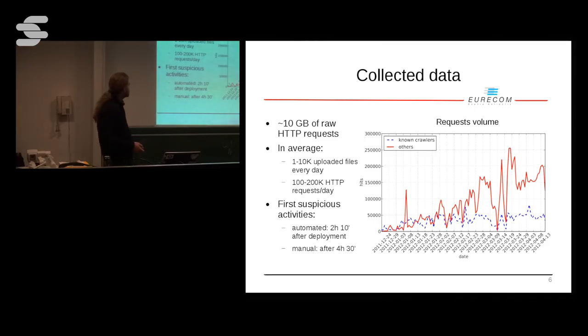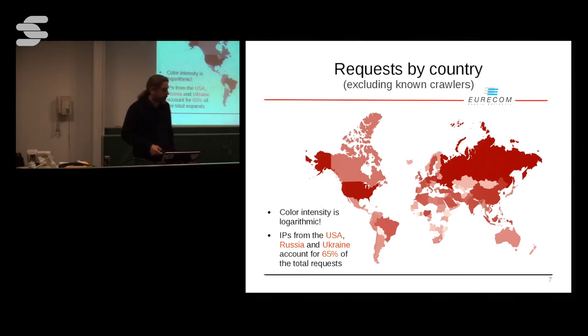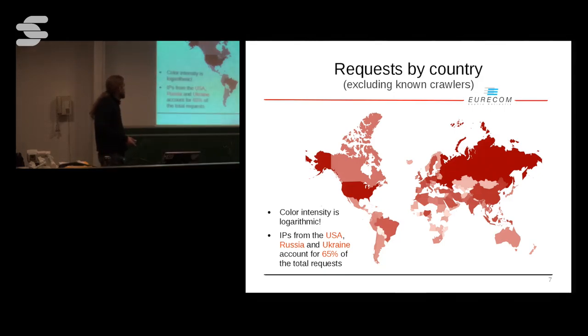We found that the first suspicious activities, in general, happen about 2 hours after the deployment. And the first manual attackers after 4 hours of the deployment, right? And this is the rate of the attacks over, I think, the 100 days. In blue, this is just the normal crawlers. So that's Yahoo, Google, and so on, right? And this is potentially the attackers. We classify the data by the source, by the IP addresses. We found that most of the IP sources were coming from USA, Russia, and Ukraine. Ukraine is actually a big source of traffic. And that's again excluding the known crawlers.